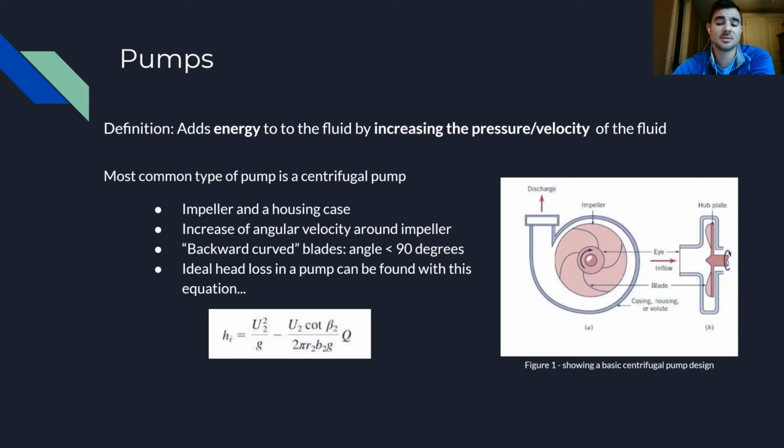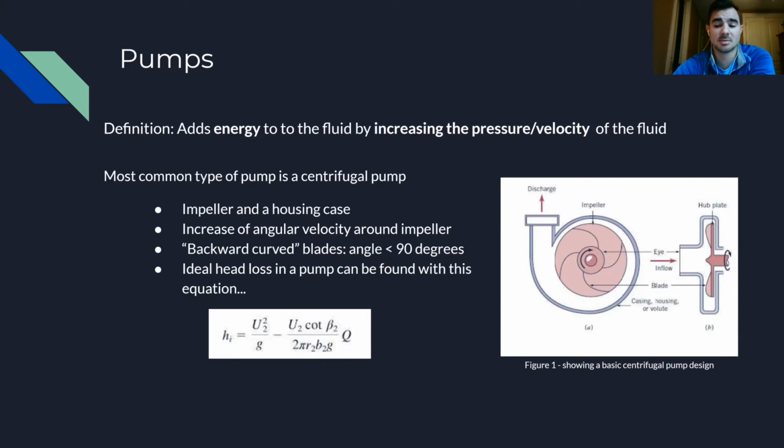And in the figure to the right, you can see a little design of one. It has an impeller, an eye, housing case, and discharge. So with the eye of the turbo machine, it sucks in a fluid. The fluid rotates radially and increases its velocity and then is discharged.